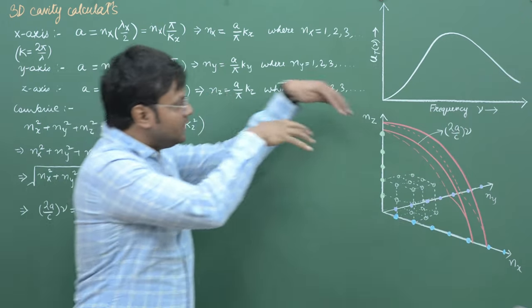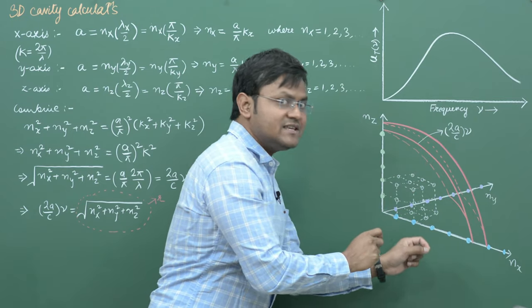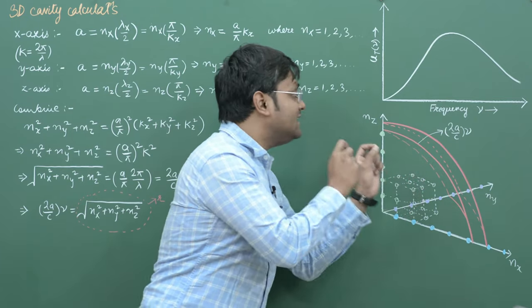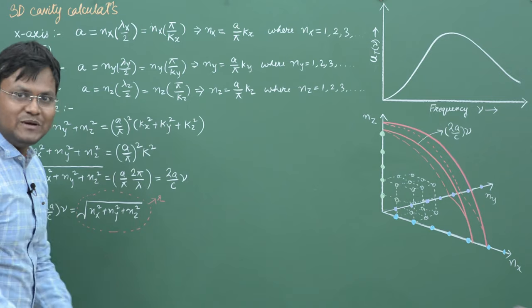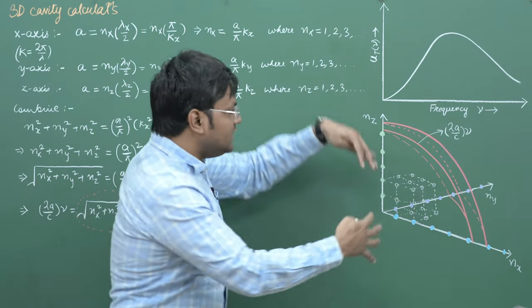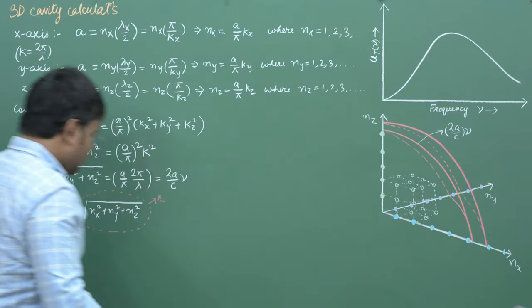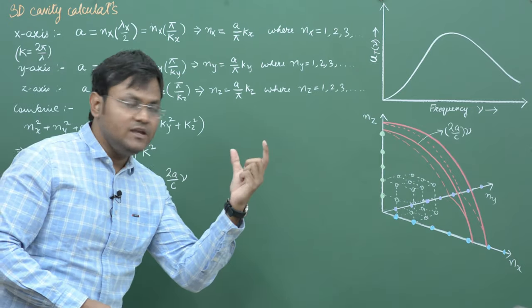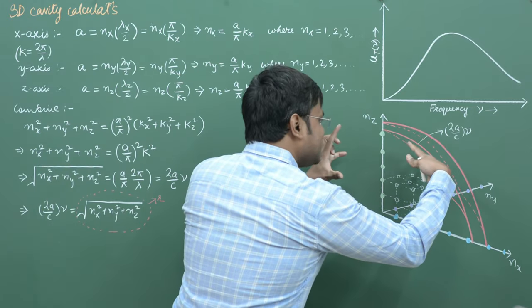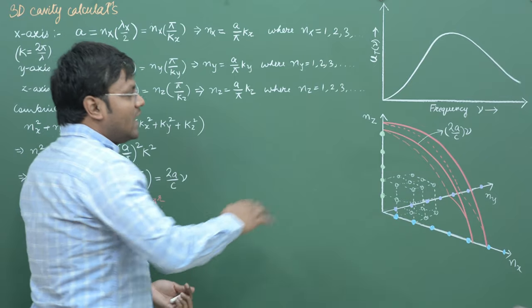Because along this particular surface, we can tweak the values of nx, ny, nz, which are lying on the surface, because they will all end up satisfying this particular condition for this particular fixed frequency. Now, if I increase the frequency, what is going to happen? If I increase the frequency, this spherical surface will only increase in size, right? This will just increase in size. So if I take a small increment in frequency, the spherical surface will slightly increase in size. That's all. So I have drawn another surface.